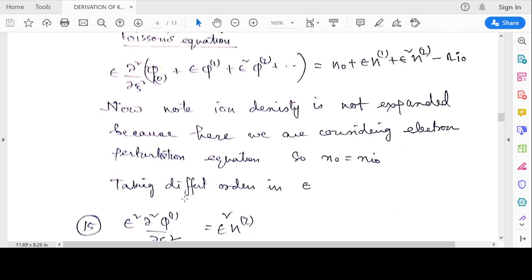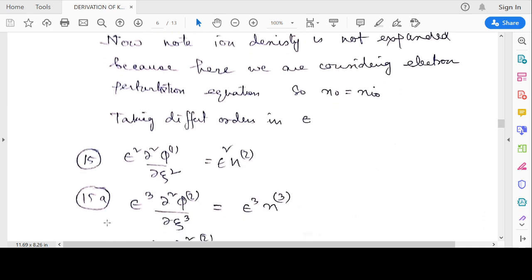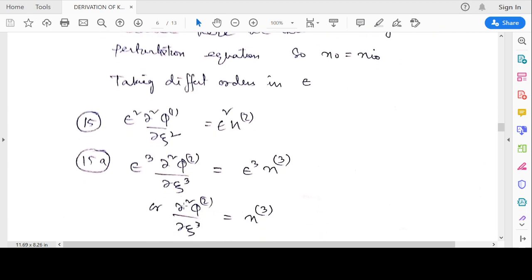Now from the Poisson's equation, taking different orders in epsilon, epsilon square del 2 del xi 2 of phi 1 gives you n2, not n1. Note it. And similarly for the next higher order, it gives you n3. Now taking the derivative, why did I do it? Because in future we will need this kind of expression.